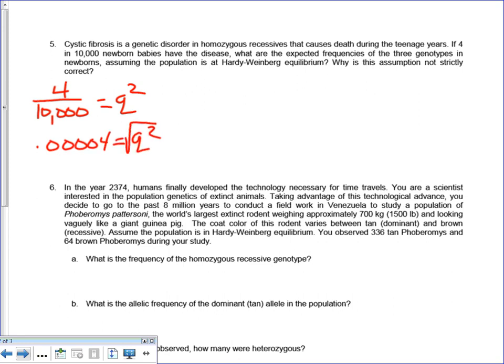So take the square root of both. Sure. So if you do the math, Q should equal 0.02. Therefore, P is going to be... P plus 0.02 equals 1. Therefore, P will be 0.98.